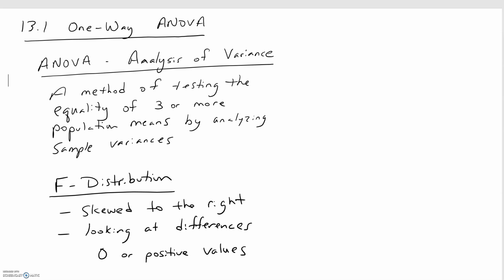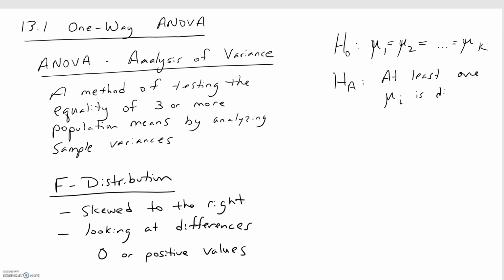What will our hypothesis test look like? Well, our null hypothesis will assume that the different mu's from the different populations are the same. Don't know how many of those we'll have, so we'll call those K. And our alternative hypothesis will say at least one of the mu i's is different. They don't have to all be different, just one of them, and that will upset the balance of power.